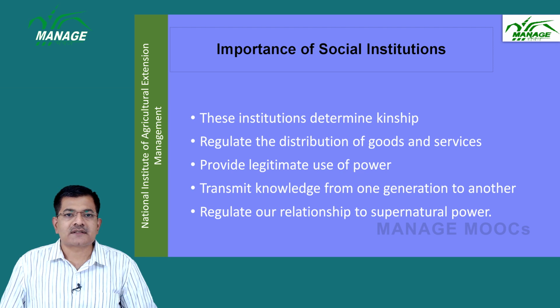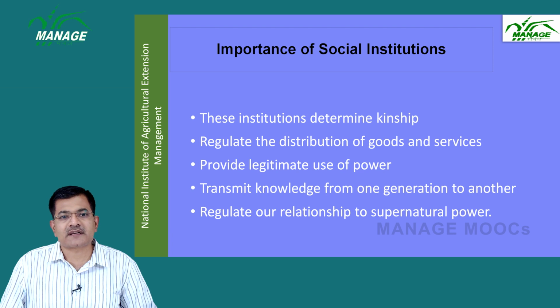But what is the importance of the social institutions? Basically, these social institutions determine the kinship in the village and they regulate the distribution of goods and services. Because according to the social institutions, there are already agreed, unsaid, unwritten rules in the village on how they distribute the goods and services among the villagers.